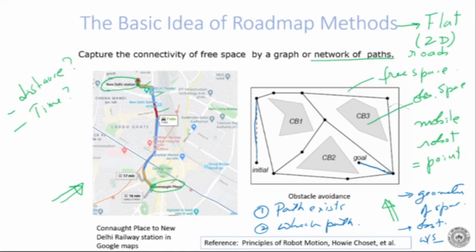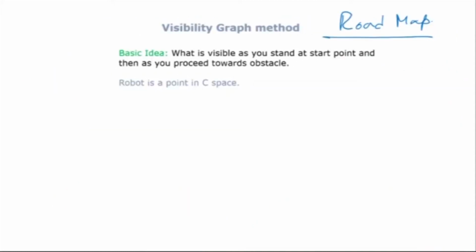How do you get that? There are some methods of getting the network of paths. The first method we'll look at is called the visibility graph method. The basic idea is very simple. You see what is visible as you stand at the start point, and then as you proceed towards the obstacle. Suppose I'm at this point. This is my initial point or start point.